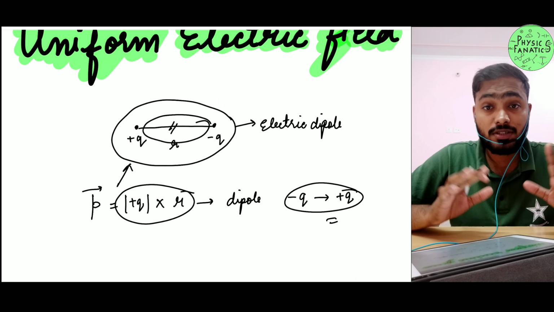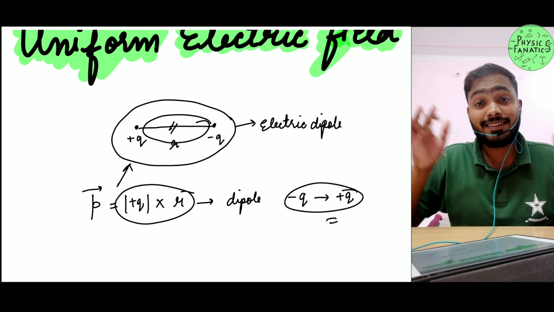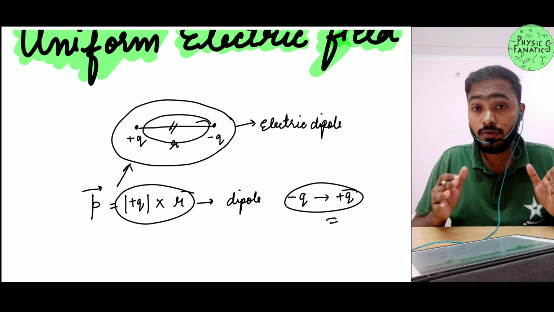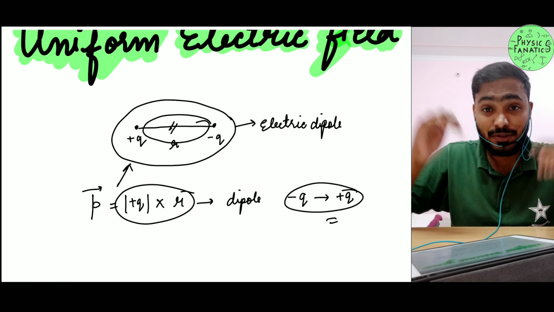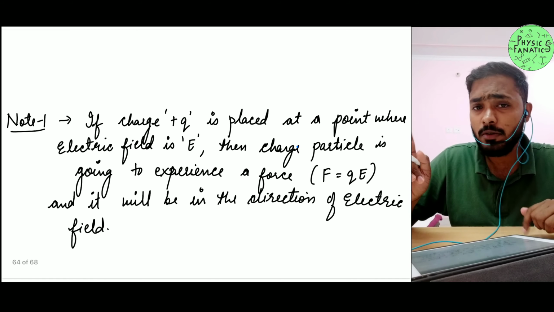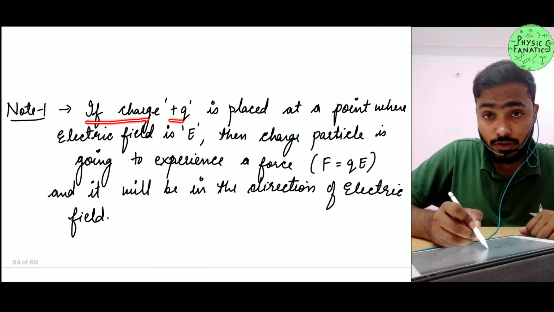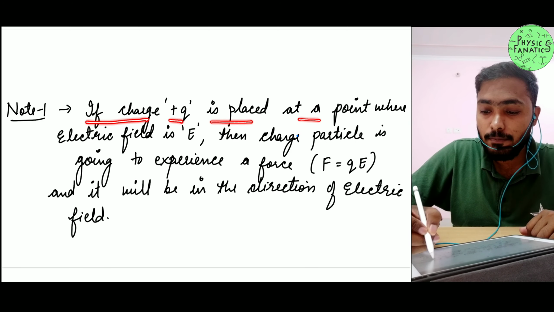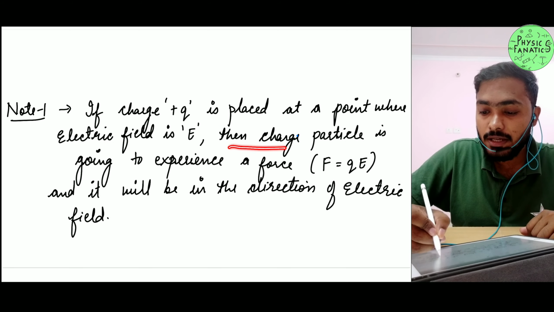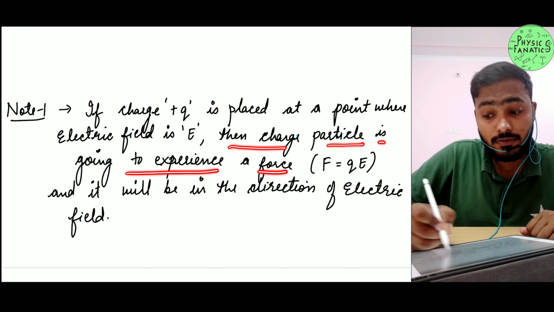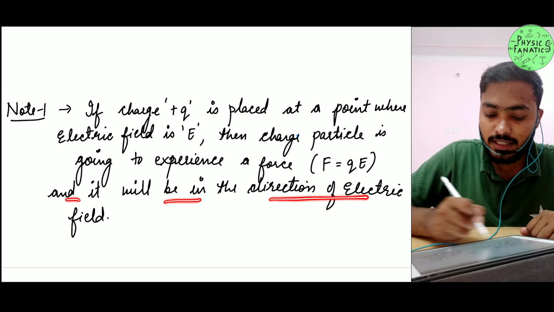So these were some things which we already did in our previous videos. Before I start today's topic, we need to go through some notes which are going to be useful for today's video. So without wasting time, let's go to those notes. Note number 1 says, let me read it out: if charge plus q is placed at a point where the electric field is E, then the charged particle is going to experience a force given as F equals qE, and it will be in the direction of the electric field.